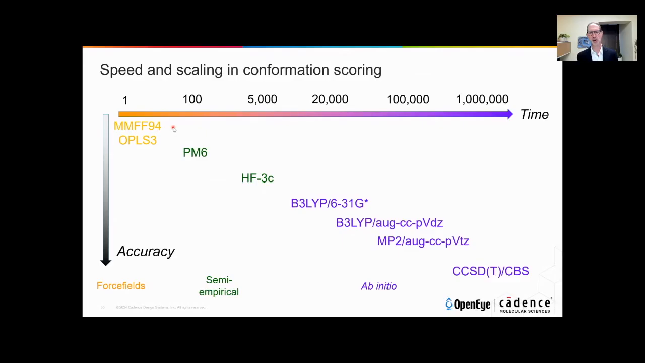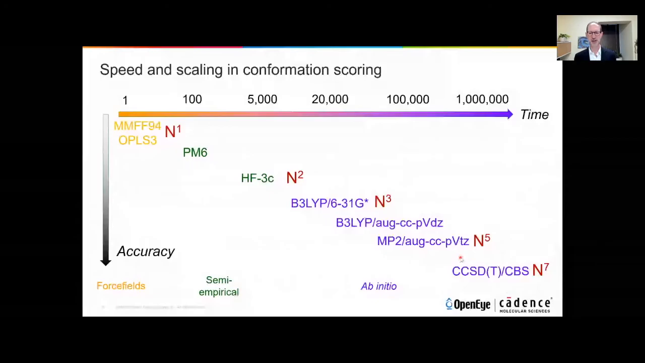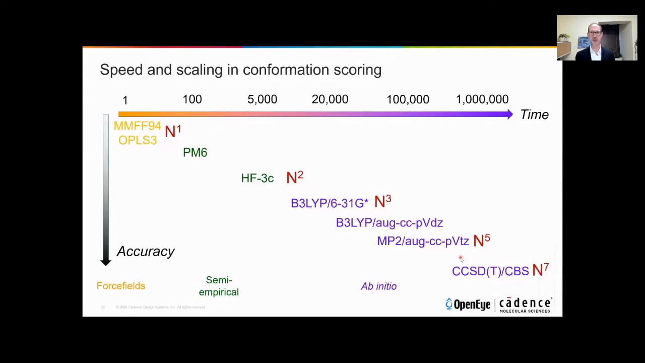Here we have time on our x-axis and some estimation of accuracy down y. Force fields, the fastest but arguably the least accurate. Semi-empirical methods and ab initio going down and to the right. The n here is how these techniques scale with the number of atoms in the molecule. And as you can see, these high levels of theory, MP2 or even coupled cluster, are scaling very badly with the number of atoms in the molecule: n to the 5, n to the 6, and n to the 7. So these are really out of reach for processing even more than a very small number of molecules. So for the most part, we're going to focus on conformation sampling and scoring using force fields.